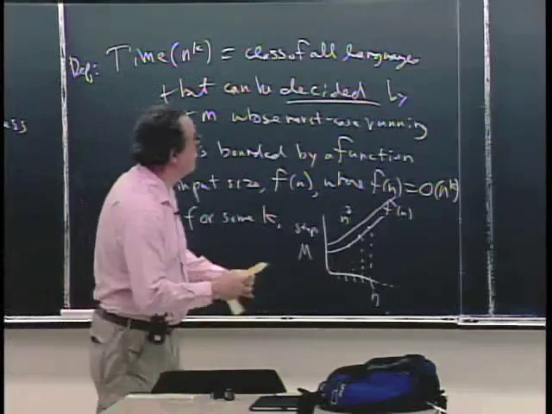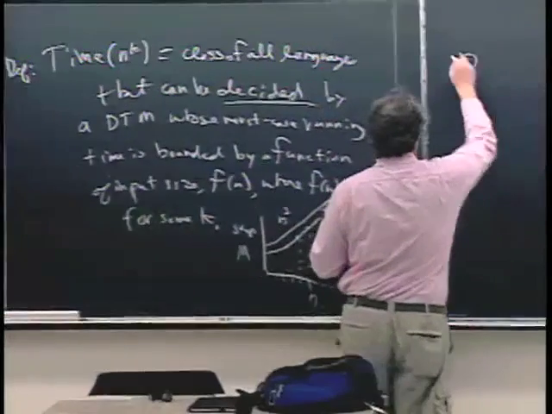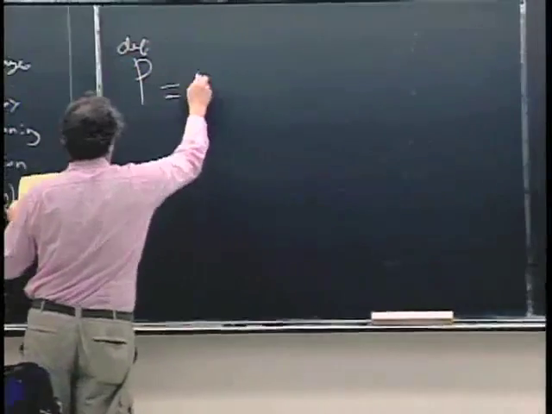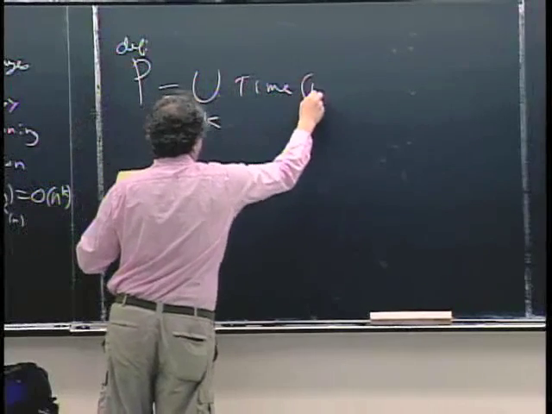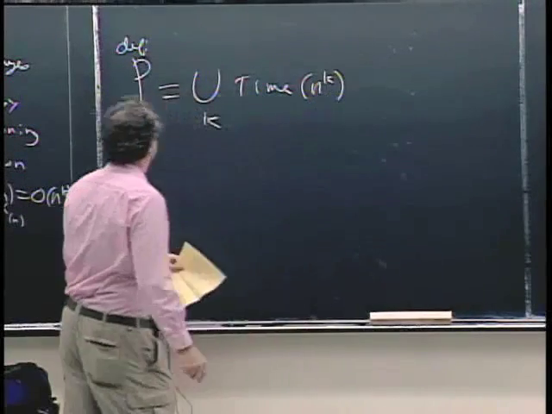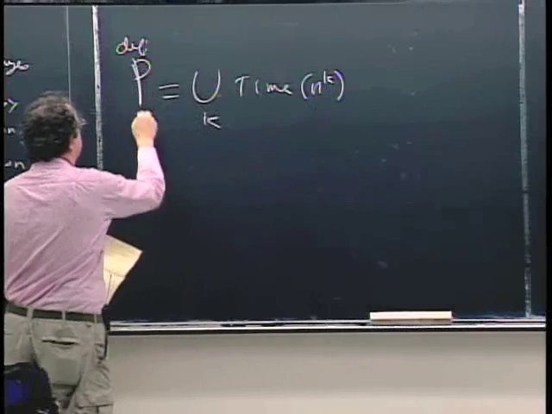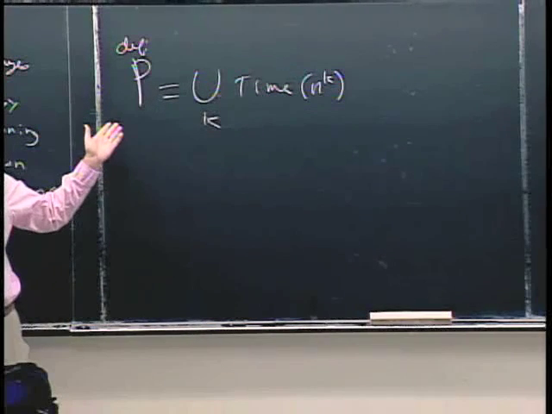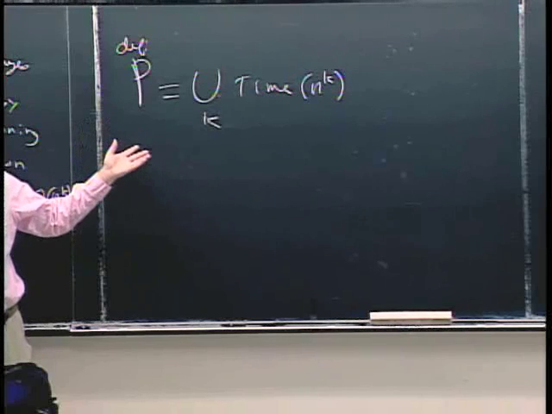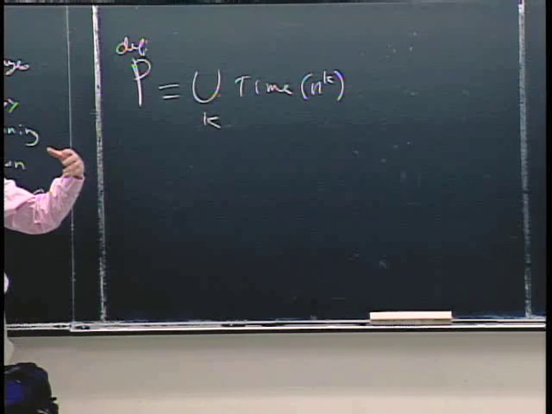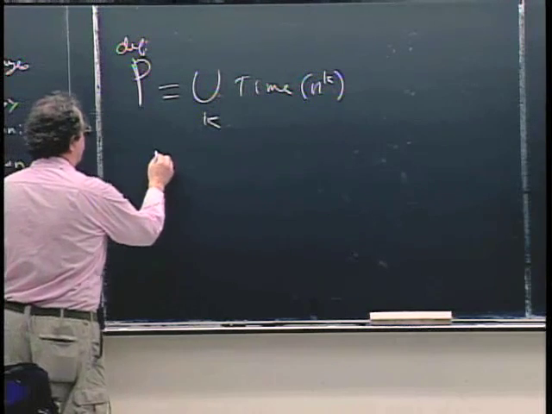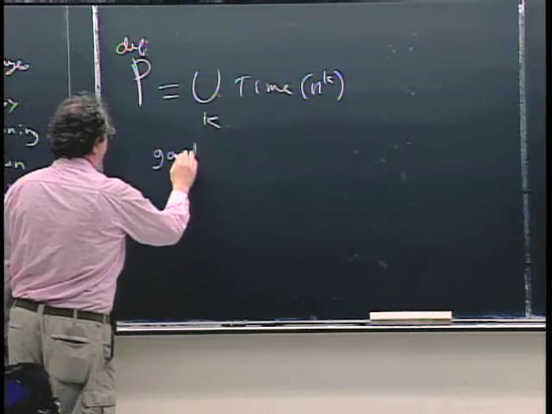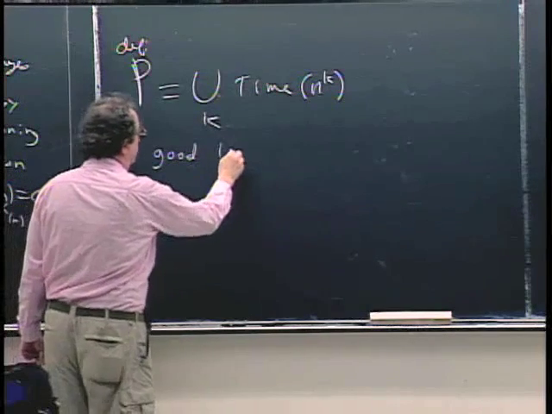All right, then P, definition, P is equal to the union over k of time n to the k. So P, it's really that's the set of all languages which can be decided by Turing machines whose worst case running time is bounded by polynomial functions. Okay, so these are the good guys, in a sense. The good languages.